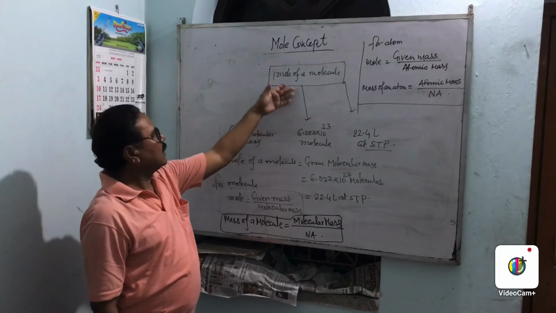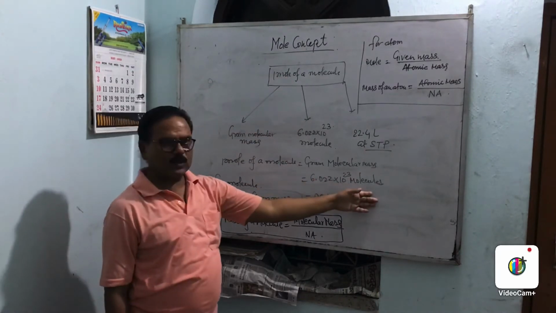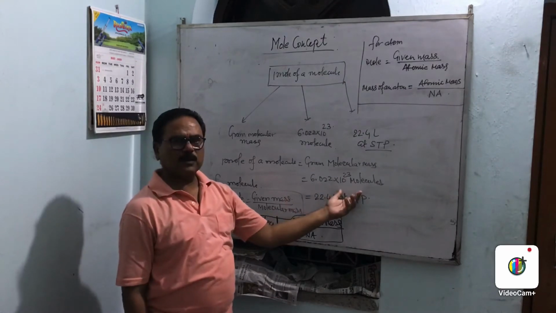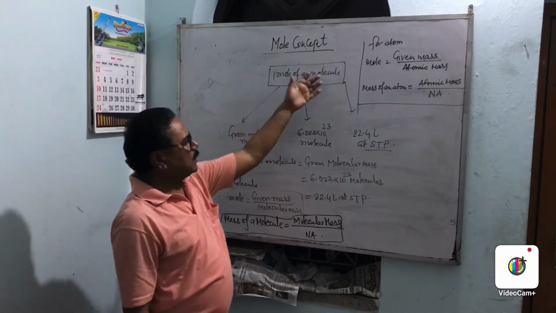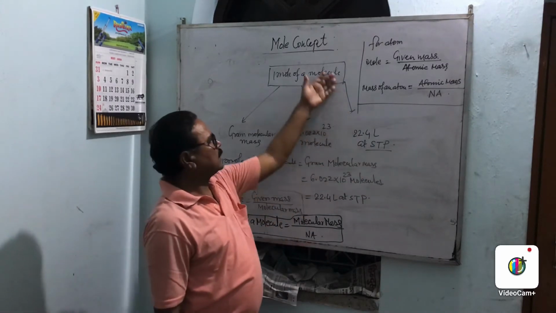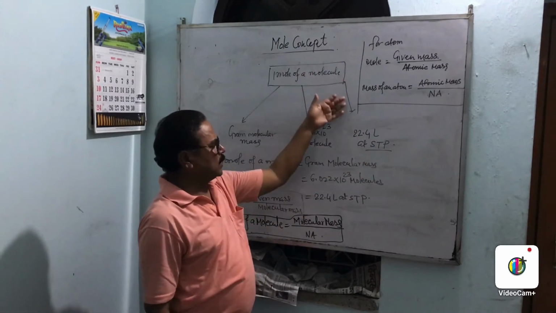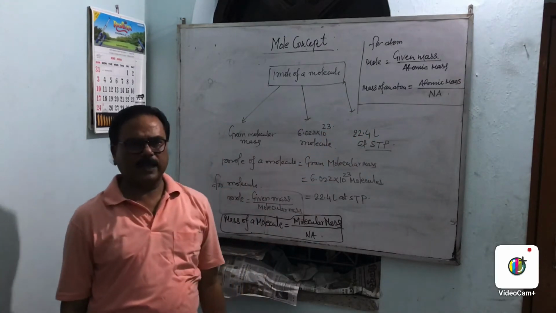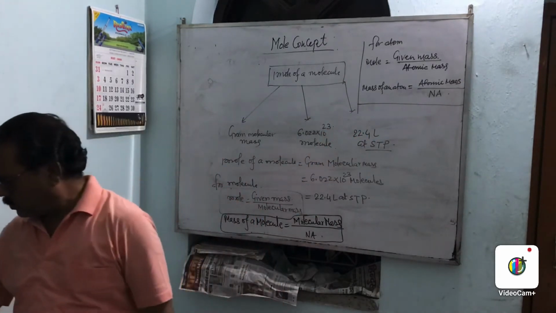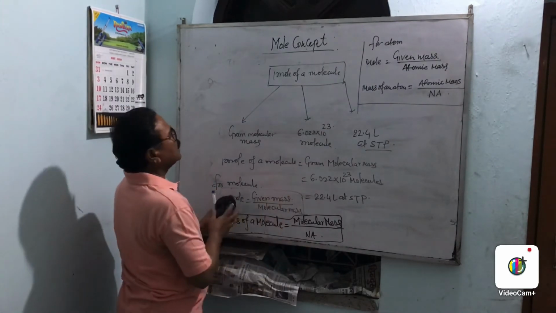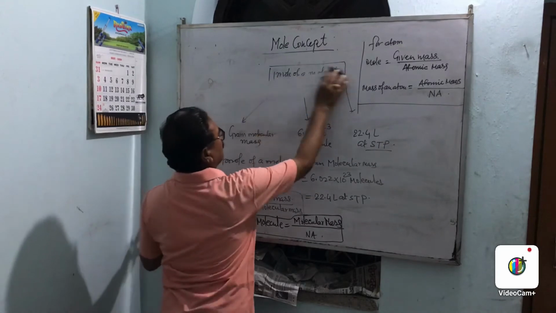Another is how one mole is related with the molecule. Suppose we are asked to calculate the molecules, we are able to calculate the molecules. Now, if the volume in liters is asked at STP, then it is related to 1 mole of a molecule, which will occupy 22.4 liters at STP. So we see the problem based on this mole and molecule concept.